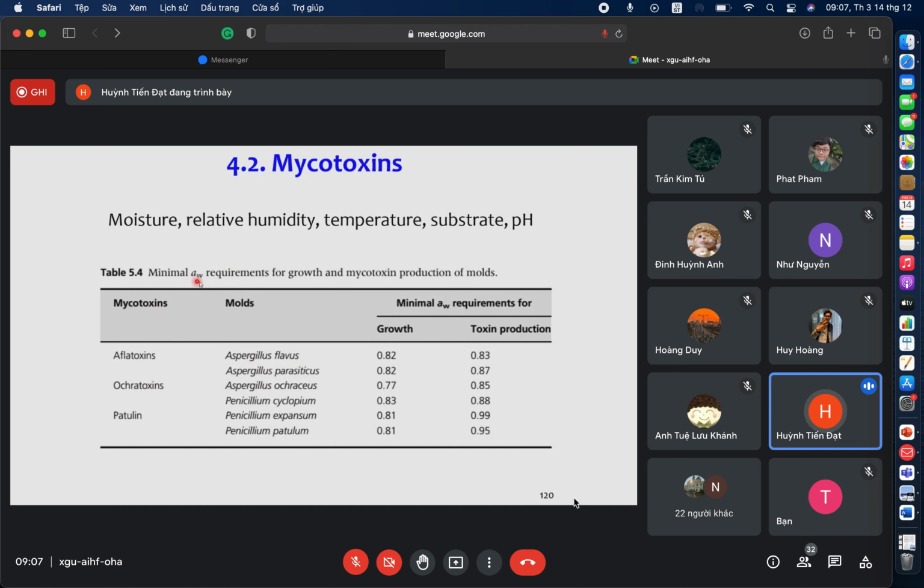For the minimal water activity requirements for growth and mycotoxin production, for aflatoxin we most likely maintain the minimal water activity below 0.8, by drying the food. Most involved are the molds in cereal products, and with cereal products you need to maintain very low water activity by eliminating the moisture content of the food. Bacillus flavus and another one, Bacillus parasiticus, can be controlled. Under 0.8 it inhibits growth and also toxin production. If you let them grow at a water activity of 0.83, they can lead to toxin production.